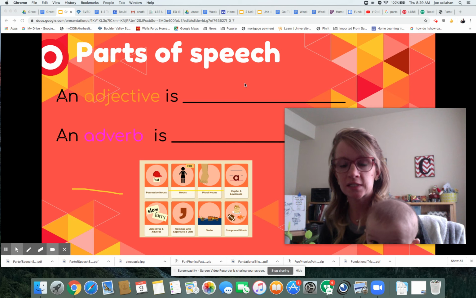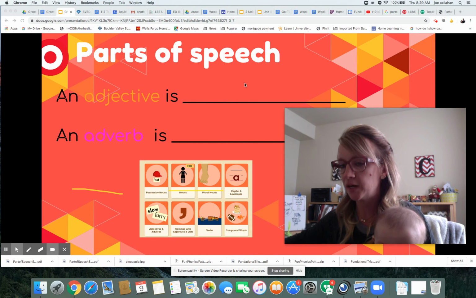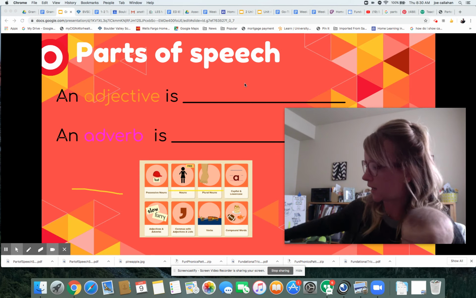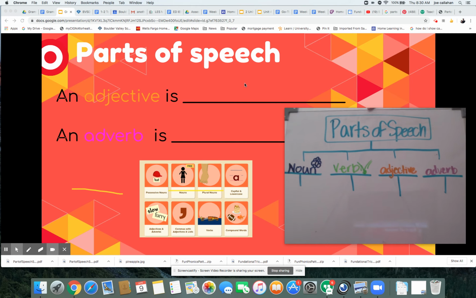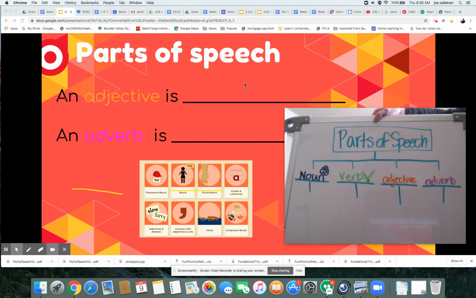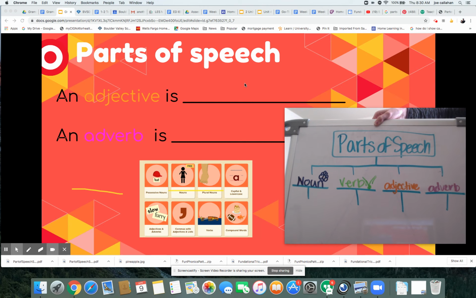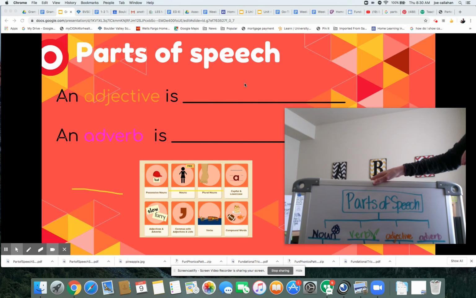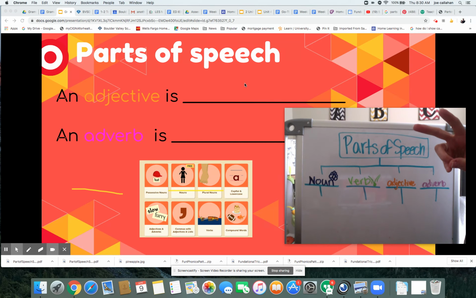So now here's the next thing I want you to do. I want you to find a blank piece of paper and make yourself a tree map that has these 4 headings. Pause the video to give yourself some time to create this tree map. One branch is noun, one branch is verb, one branch is adjective, and one branch is adverb. So then here's what you're going to do.